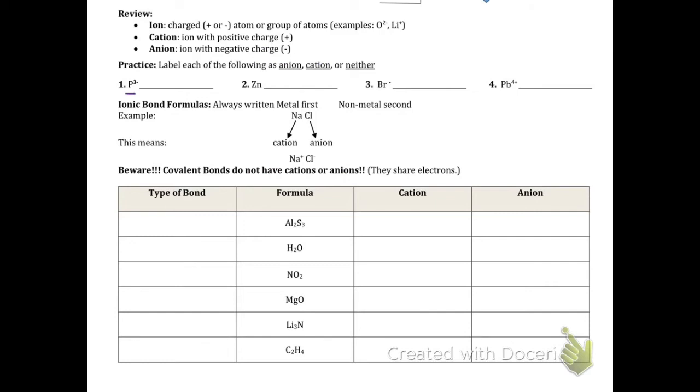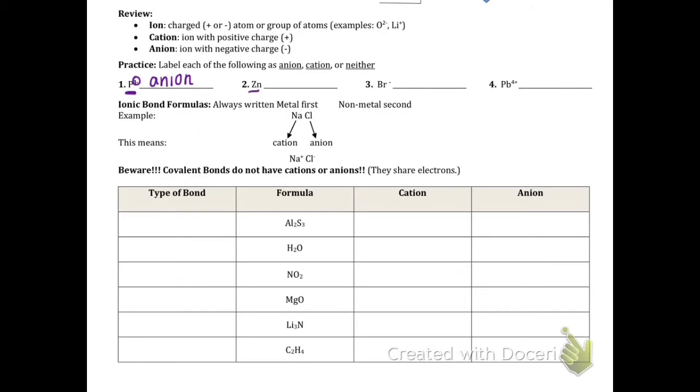If you look at this element right here, this one is an ion because it has a charge. The charge is in the corner right here. So the question is, what type of ion is it? Is it a cation or an anion? Well, here we see that it's a negative. So this must be an anion.